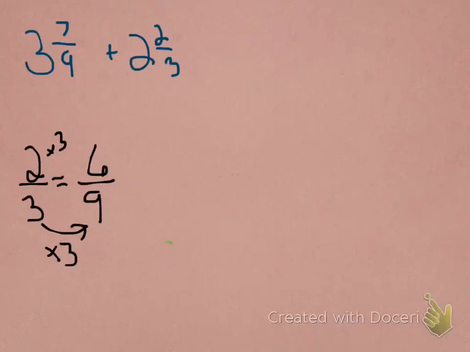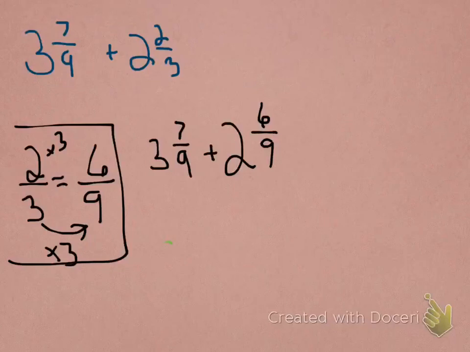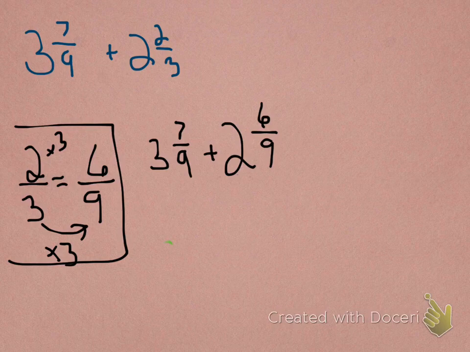So now I'm just going to rewrite the question. I'll put a box around here to keep things a little organized. But 3 and 7/9, instead of writing 2 and 2/3, I just changed 2/3 to 2 and 6/9 so that we can have matching denominators. Now we can add. You'll notice I'm staying away from the whole numbers 3 and 2. I can add them separately at any time. I just wanted to work with the fractions first. It really doesn't matter which one you do first. But now let's just keep adding the fractions. 7/9 and 6/9. That's 13/9.